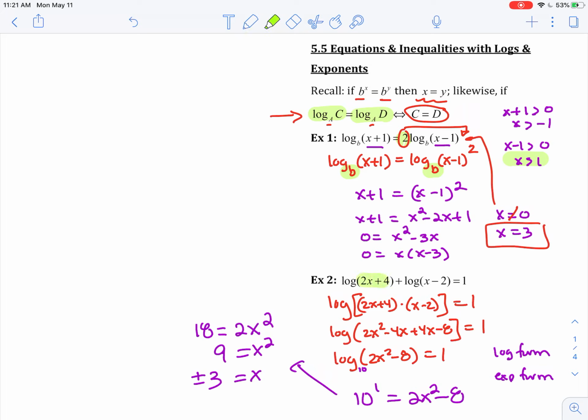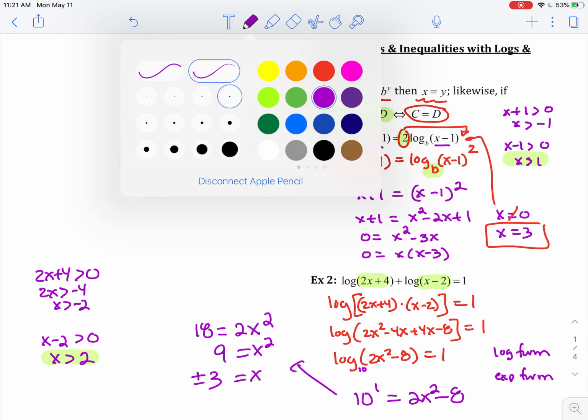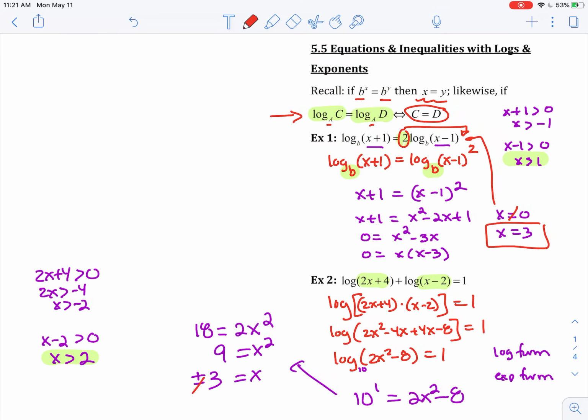But again, recall with our logs, we also have a restrictive domain, so we do need to check our domain for our quantities. We know that the quantity of 2x plus 4 has to be greater than 0, which means that x would have to be greater than negative 2. And we also have the quantity of x minus 2. That must be greater than 0, which means x has to be greater than positive 2. So to make sure that both are being met, we can only use values of x that are greater than 2, which means that x equal to negative 3 is not an option, and our final answer is just x equal to positive 3.